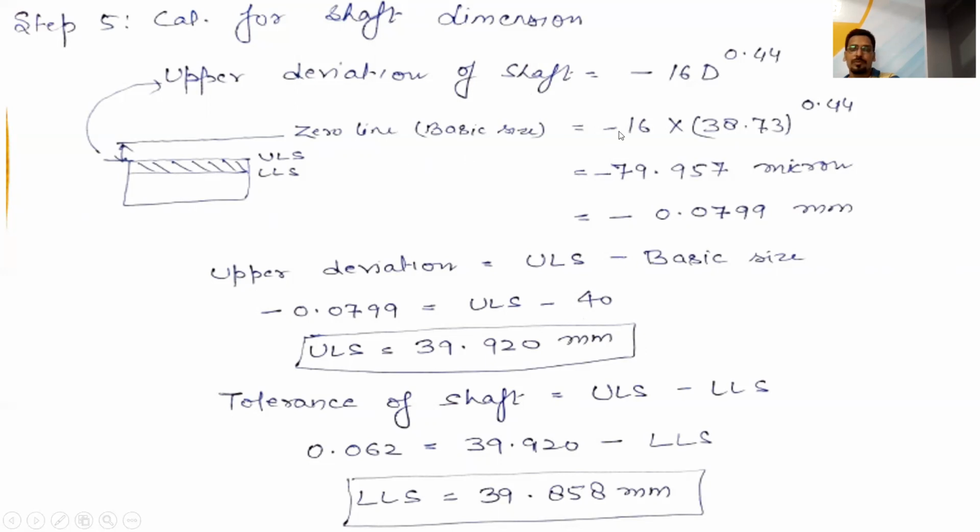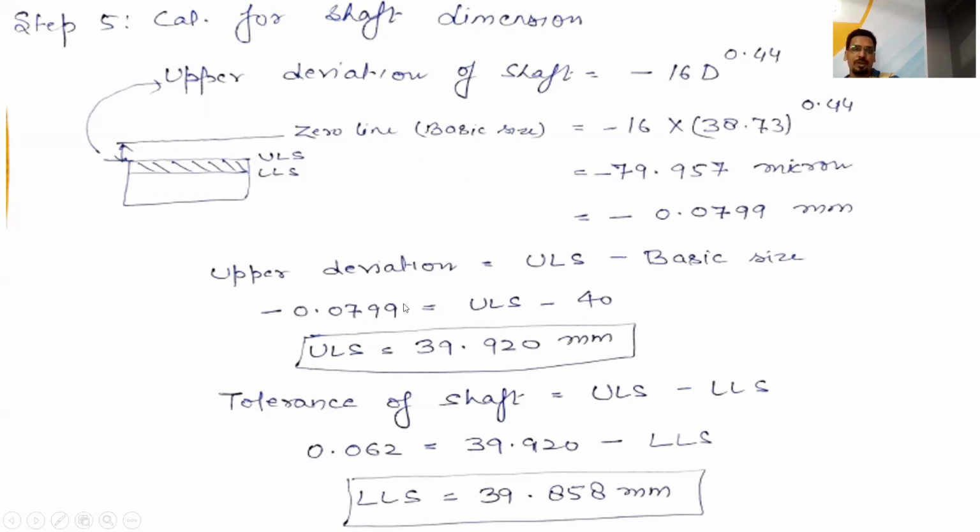So put the value of d, that is 38.73. So we will get minus 79.957 micron, or in mm minus 0.0799 mm. So this gap will be 0.0799 mm. This is minus sign because it is smaller than the basic size. It is reducing to the basic size, so minus sign is there.